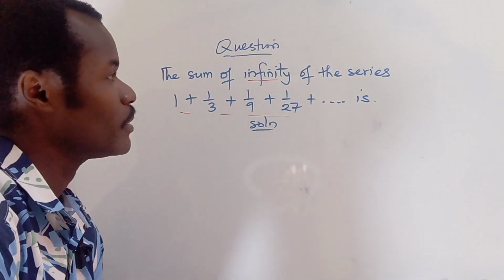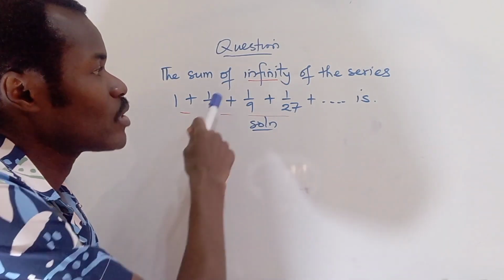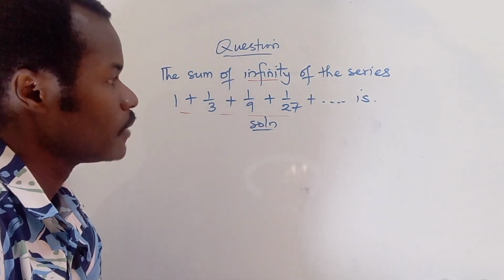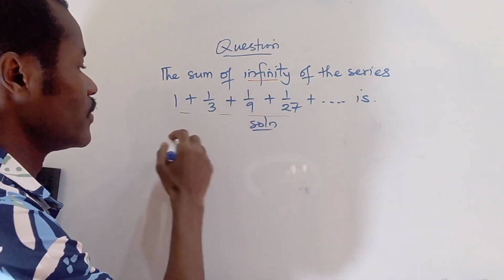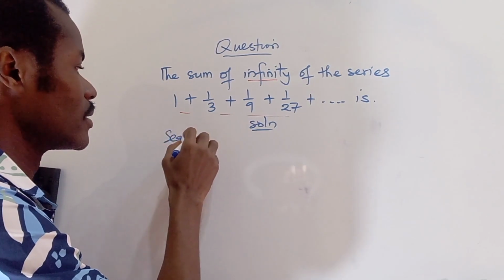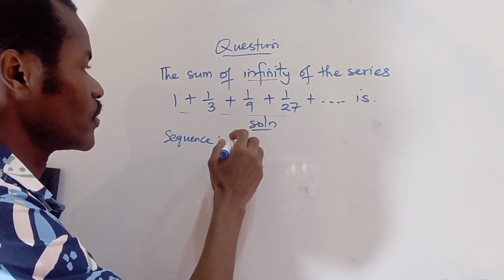Alright, so we have a question on the board on sequence and series. The question says, find the sum to infinity of the series. There's a difference between series and sequence. If we say sequence, we want to write this without the plus sign.